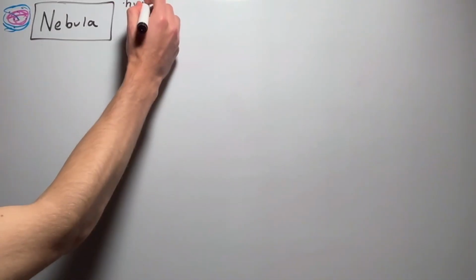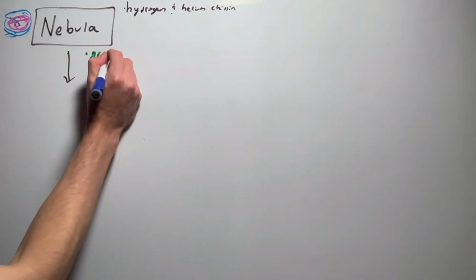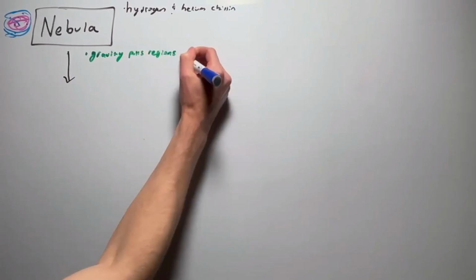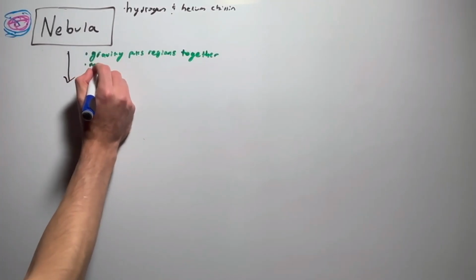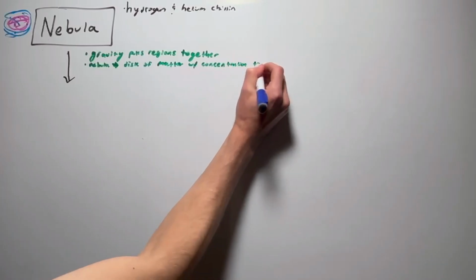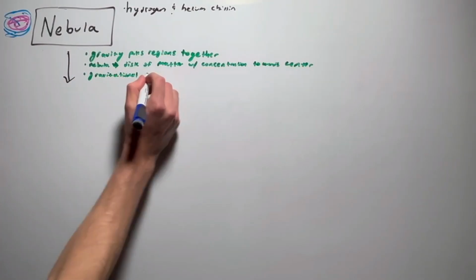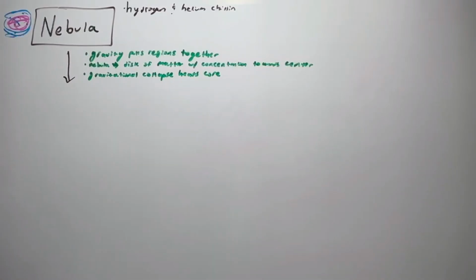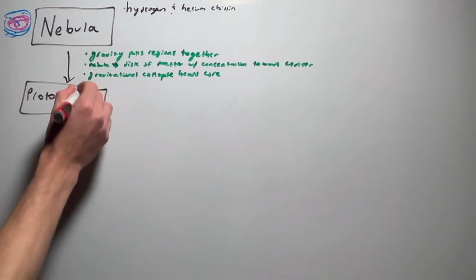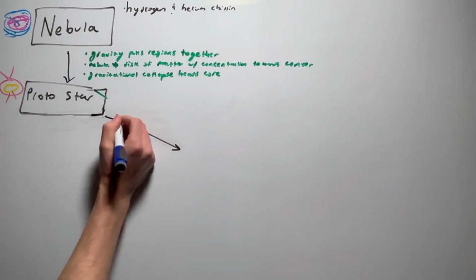So, at the start of it, we start with a nebula. Nebulae are just vast clouds of hydrogen, helium, and dust. And small fluctuations in density allow gravity to overcome internal pressure, causing regions of the nebula to collapse under their own weight. As the cloud contracts, gravitational potential energy is converted into heat, forming a dense core, known as a protostar. A protostar is the early stage of a forming star.